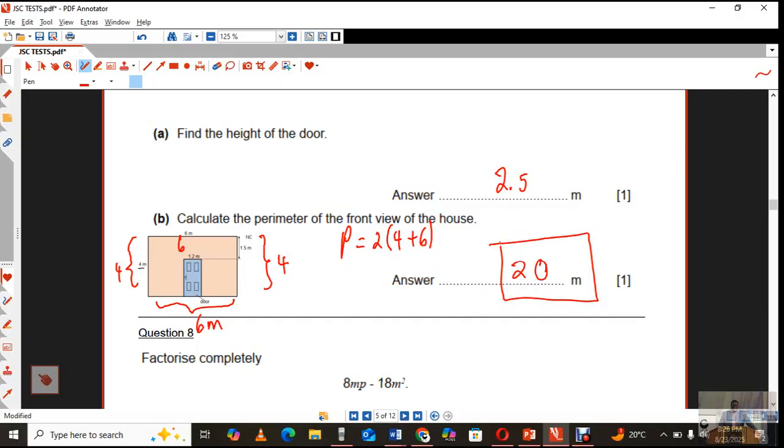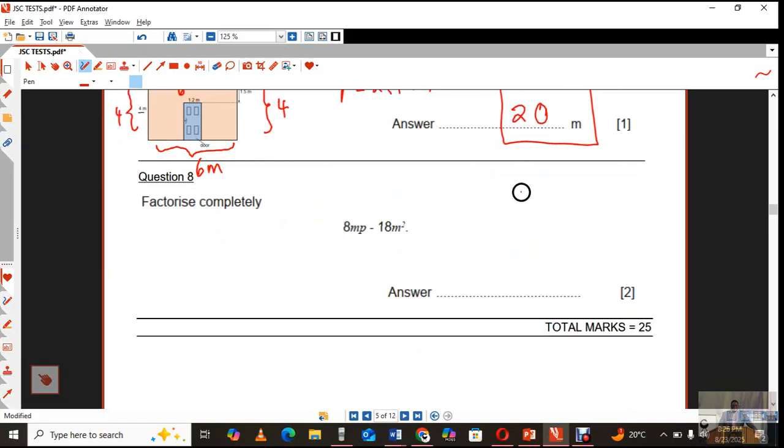Now we have question 6, which is the last question here. In here, I wanted to factorize, not just any factorization, completely. That means you're going to look for the highest common factor that goes into 8 as well as into 18. That happens to be 2. And then you have an m. So this is 8mp minus 18m squared.